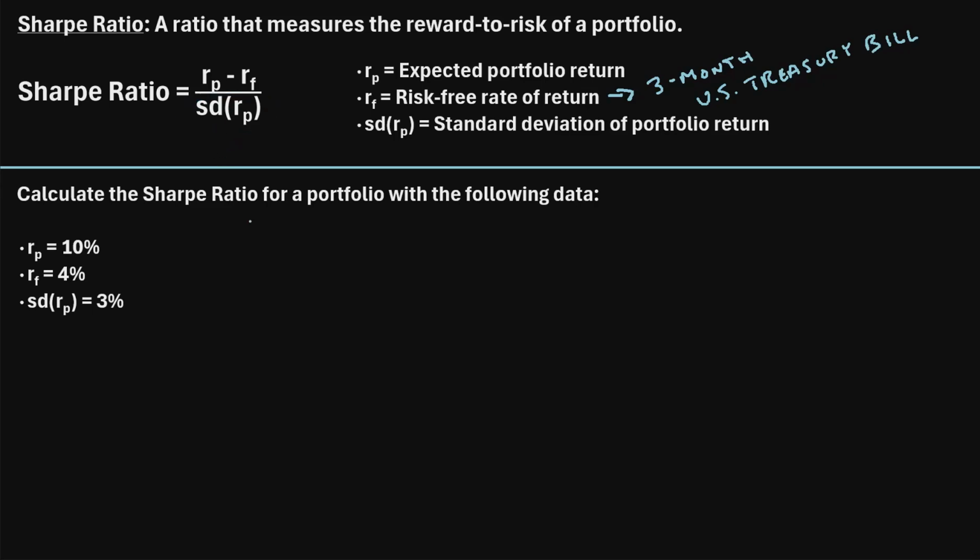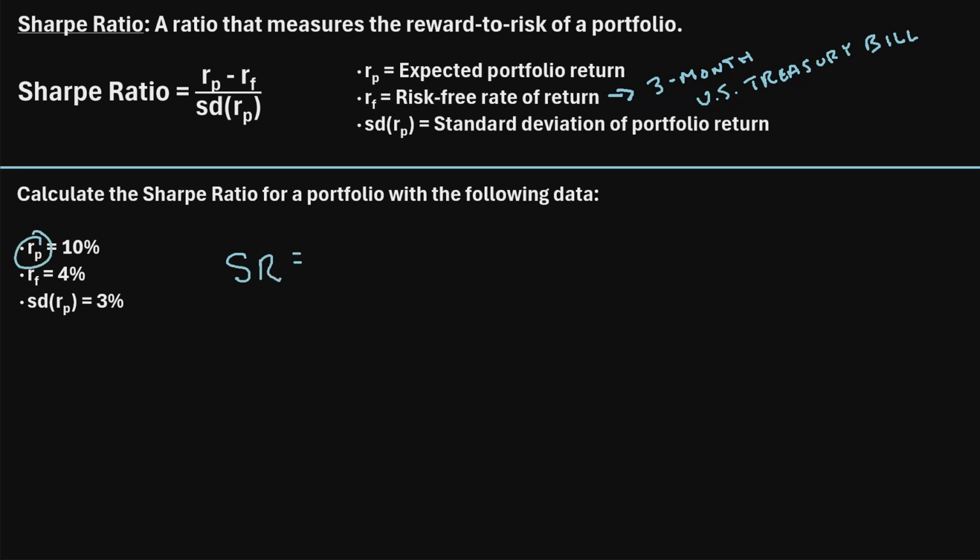Let's check out an example of how to calculate it. This says calculate the Sharpe ratio for a portfolio with the following data. The expected portfolio return is 10%, the risk-free rate of return is 4%, and the standard deviation of the portfolio return is 3%. So the Sharpe ratio, to calculate that, it's pretty straightforward.